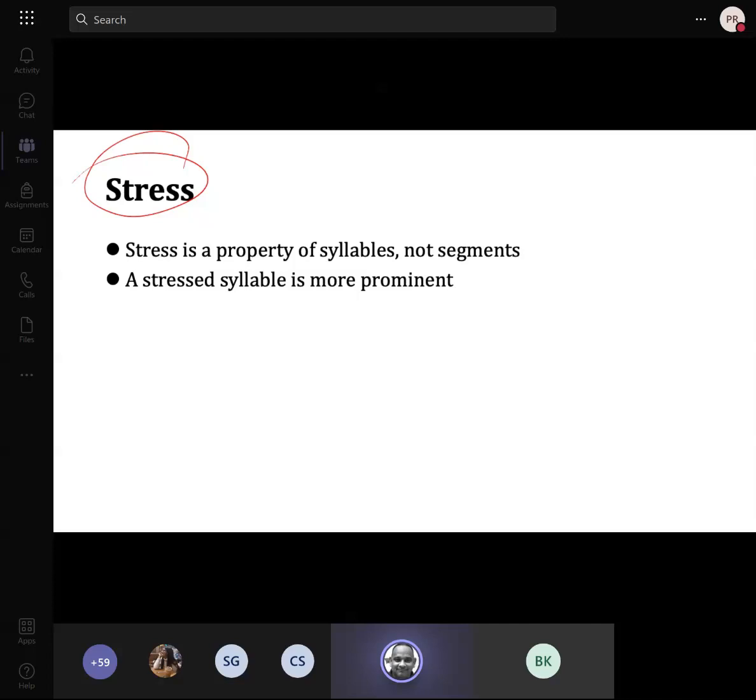So a stressed syllable is usually more prominent. Can you quickly give me an example of stress in a language? And what happens with the contrastive stress? In the same language, we have two syllables and we have stress on different syllables. What happens? Can you give me an example? Anybody who can give an example of stress?